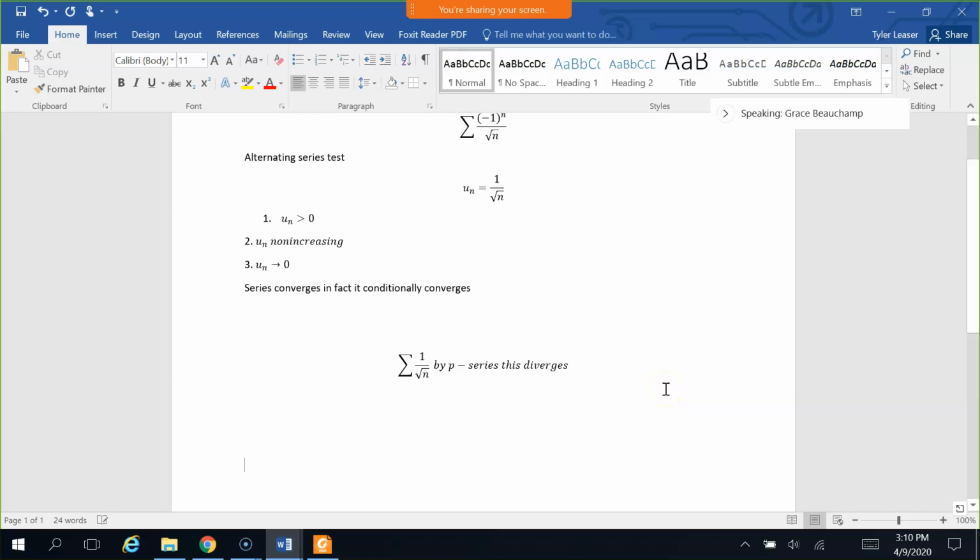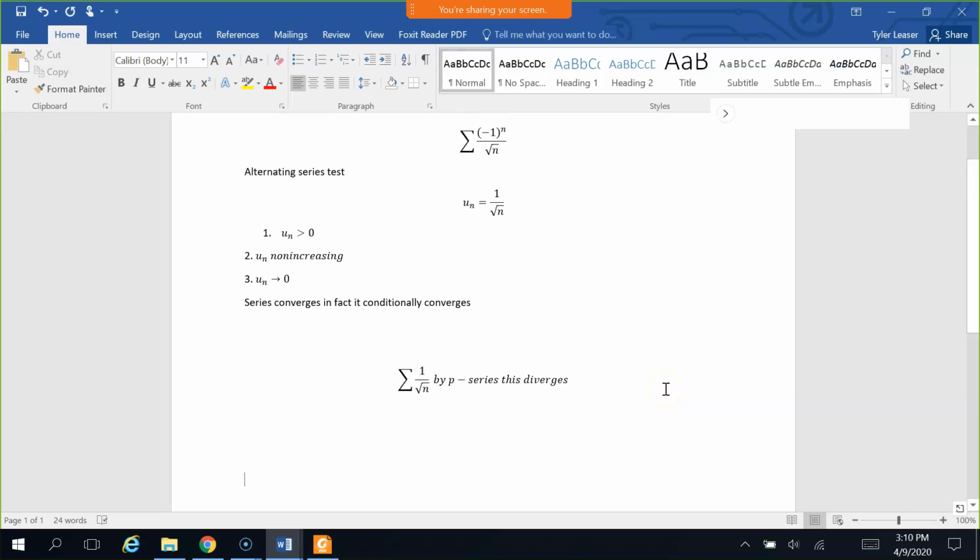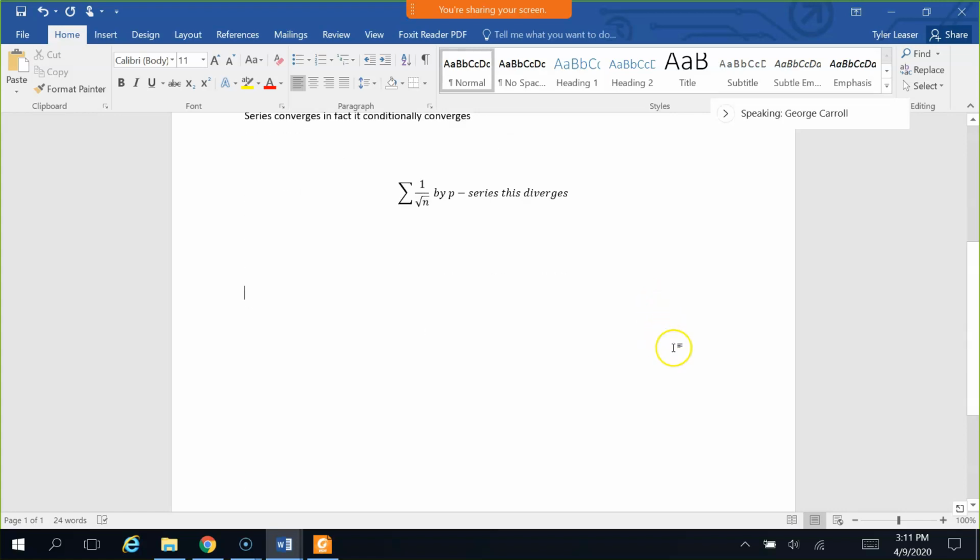Yeah, no, definitely. Thank you. Could you sort of rehash what it means to converge conditionally versus what it means to converge absolutely?